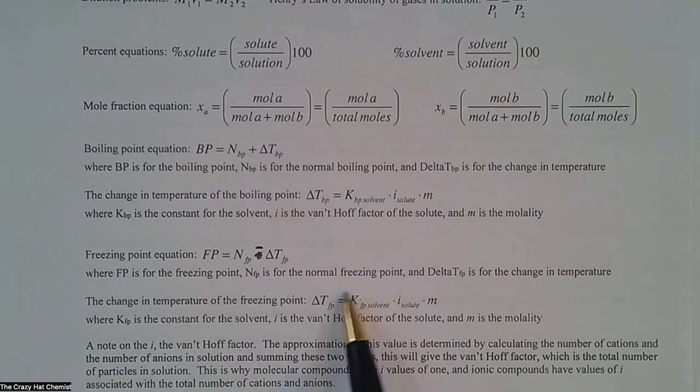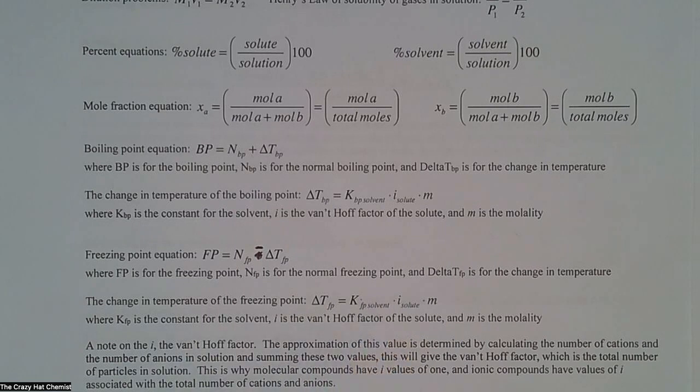And so our change in temperature of the freezing point is equal to the K, the constant for the freezing point of the solvent, the i, which is, again, the Van 't Hoff factor. It's the same one as what you have for the boiling point, and times the molality. The same equation effectively that you use for the boiling point. So notice that there's not much difference between these here. Okay, and then the Van 't Hoff factor, what is that?